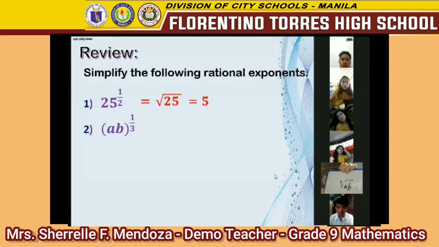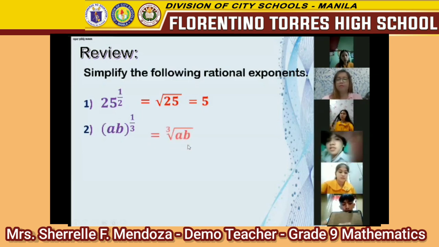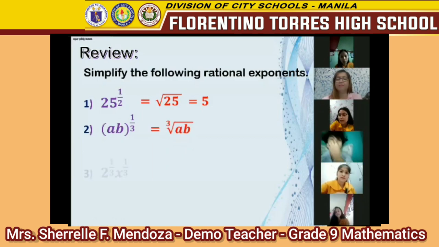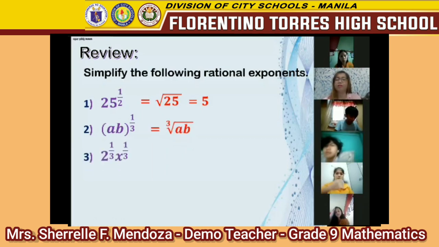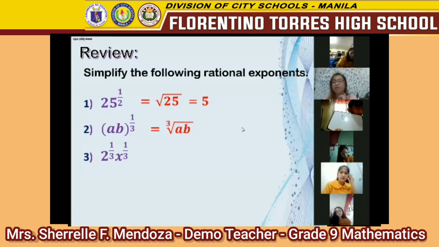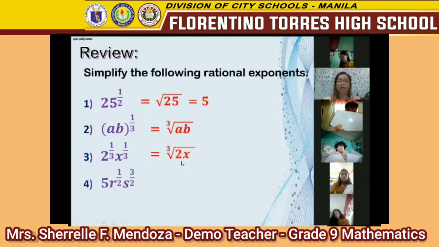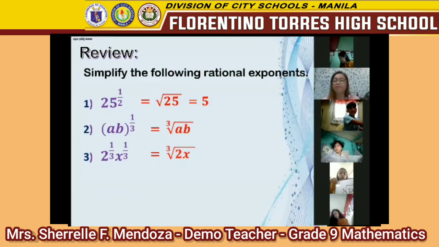Cube root AB. Okay, very good. The answer will be basically the cube root of AB. Next: 2x raised to 1/3. Ready? Show your answers on your screens, please. Leonard, can you call someone to answer the question? Cube root 2x. Okay, the answer will be cube root of 2x. Next, number 4.